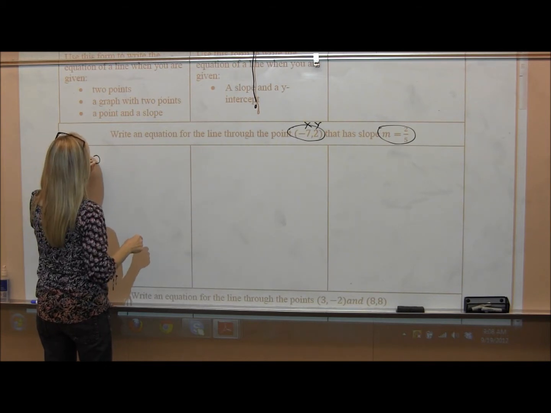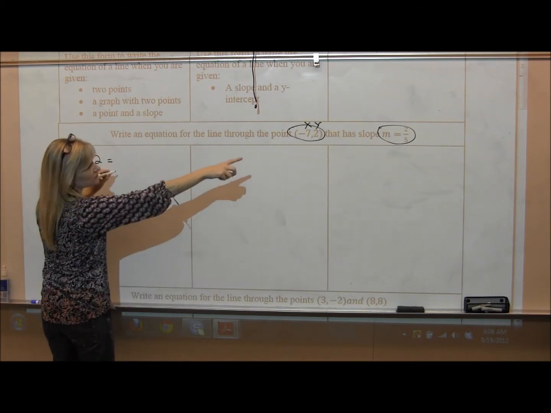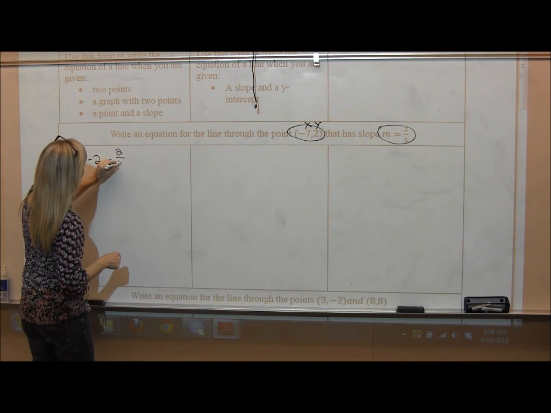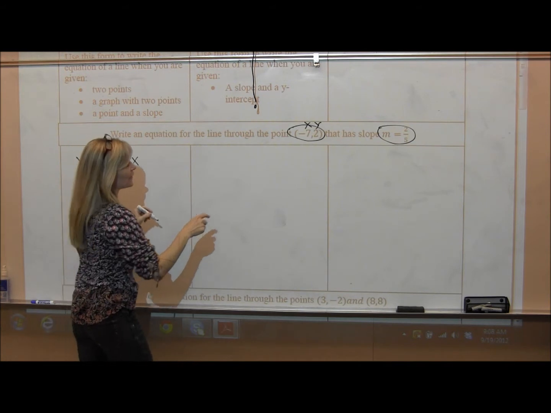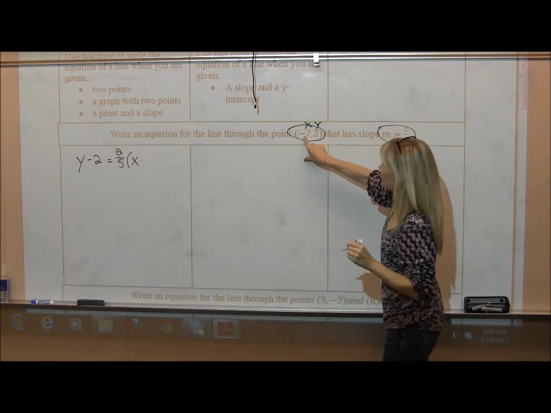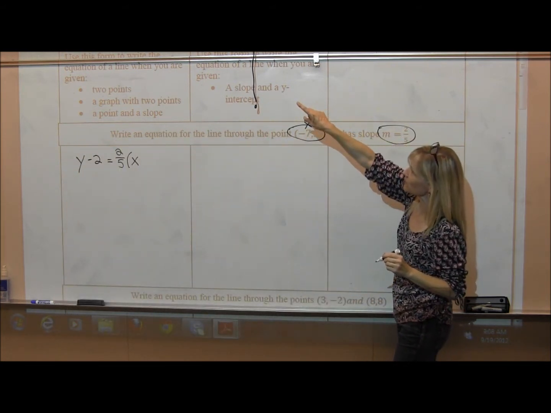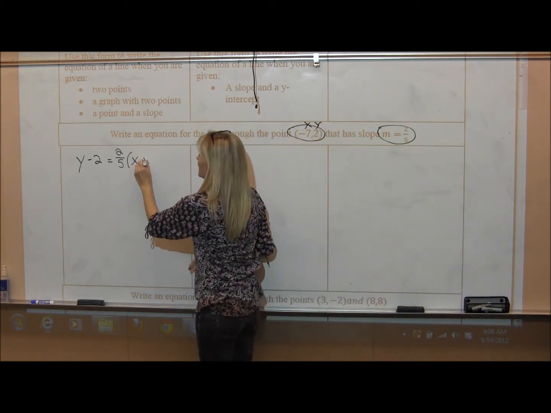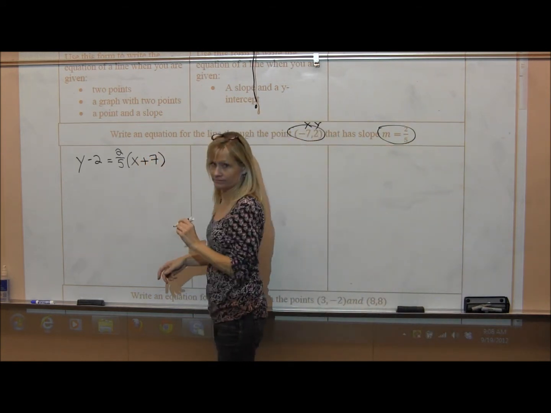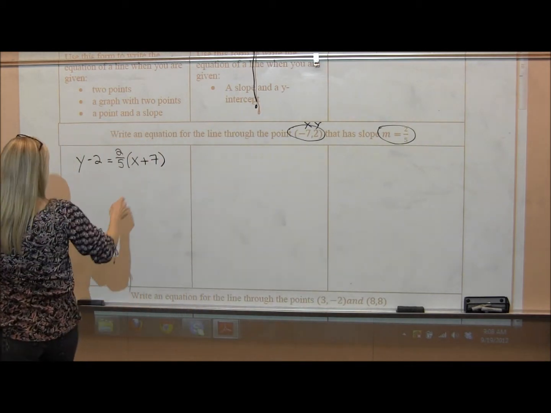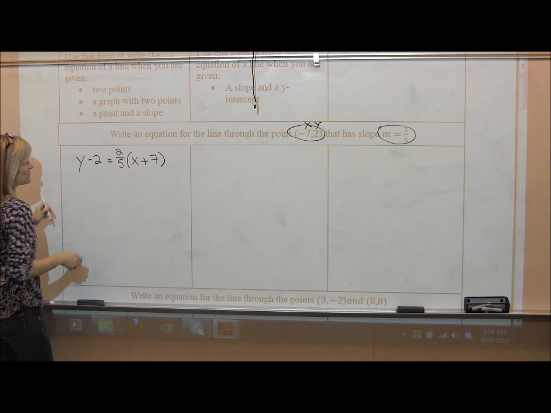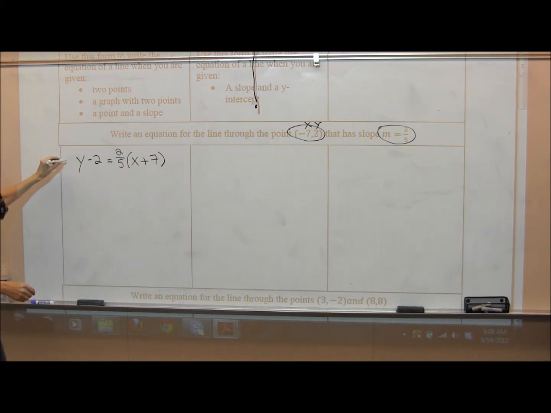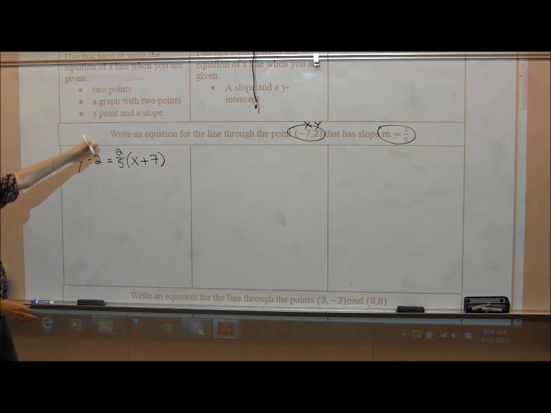So y minus 2 equals 2/5 is the slope. I'm using that formula times x. Now, x1 is negative. It's -7, and I'm subtracting it. So it's x plus 7. This should ring a bell from Algebra 1. Okay, so I plugged in my point, remembering to switch my signs, and then I put in my slope. So I'm done with putting it in point-slope form. This is my point-slope form column.